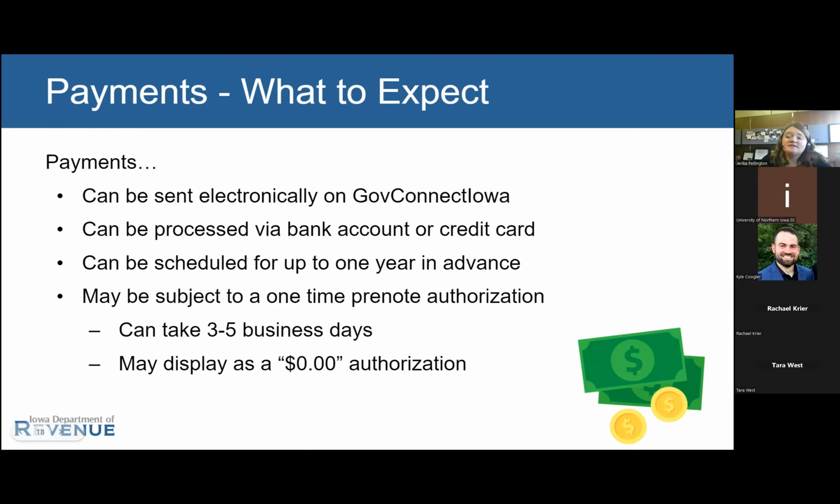So what this means is that when a new bank account is used on GovConnect Iowa, a one-time $0 payment authorization is sent to the financial institution, and we refer to this as what's called a pre-note authorization. And basically what this is doing is confirming that the bank account is open, it's valid, and it's authentic. So our authorizations do follow the NACHA requirements. And so if you're going to Google NACHA after this, it's not NACHO, it's NACHA, and that stands for National Automated Clearinghouse Association.